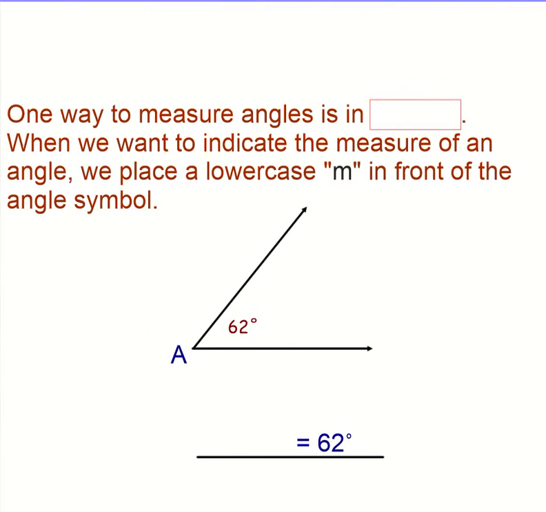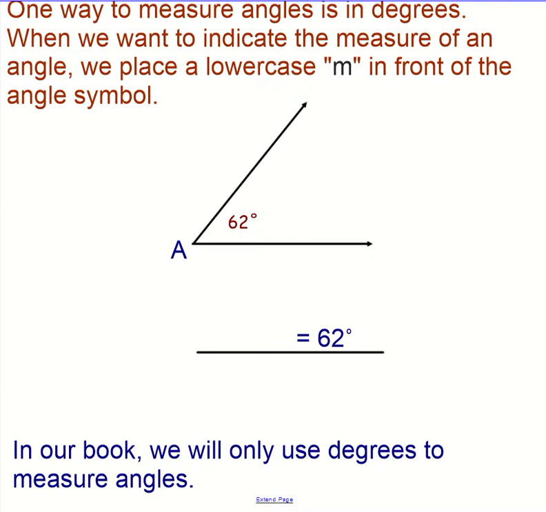One way to measure angles is in degrees, as I've mentioned earlier. When we want to indicate the measure of an angle, we place a lowercase m in front of the angle symbol. So for this angle A, we say m, which stands for measure of angle A, is 62 degrees. We are only going to use degrees to measure angles. There are some other measurements we can use, but we're going to stick with degrees.